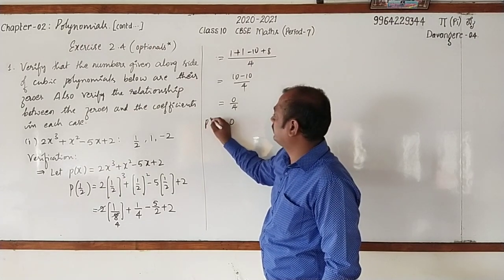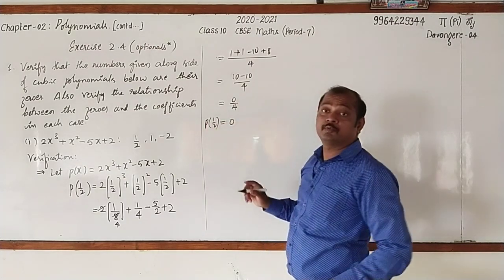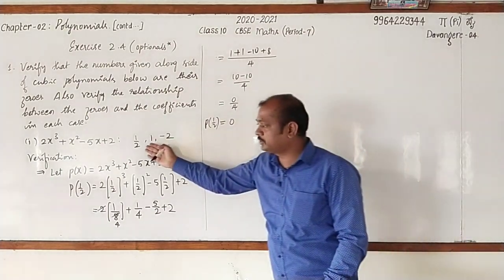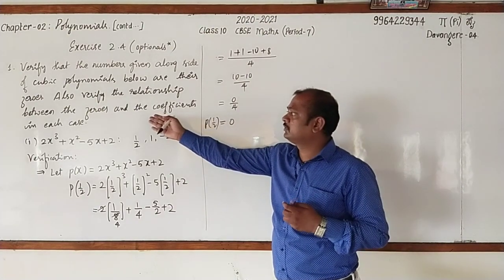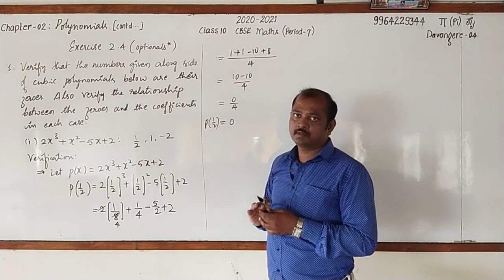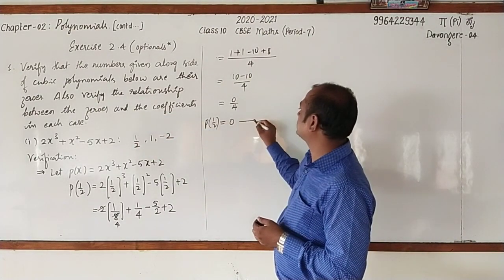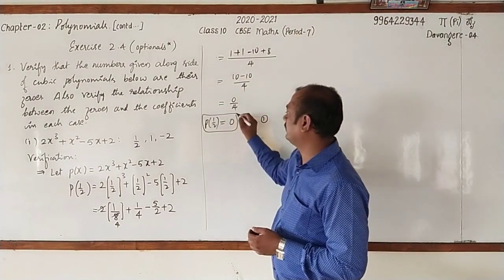Now, P of 1 by 2 is 0. Therefore, what you can say about 1 by 2? 1 by 2 is a 0 of the given polynomial. Clear? So, I call this statement 1.